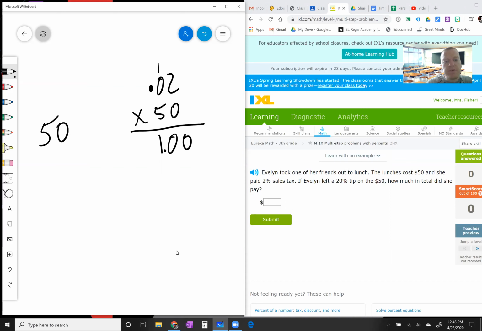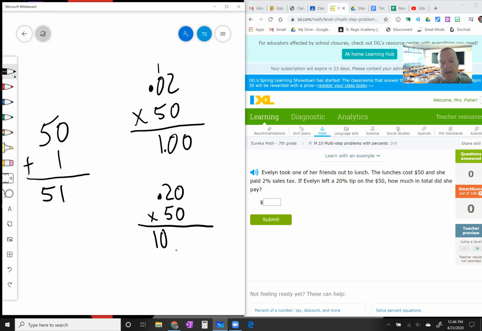So far she has spent $50. She has spent $1 on sales tax. So far she spent $51. Okay, now she left a 20% tip for the waiter of the $50. So if we do 20% of that $50, right, I'm just gonna add these two zeros on at the end. 5 times 2 is 10. Add my two zeros on, two decimal points, so $10. Okay, so plus $10. How much total did she spend at lunch? $61.